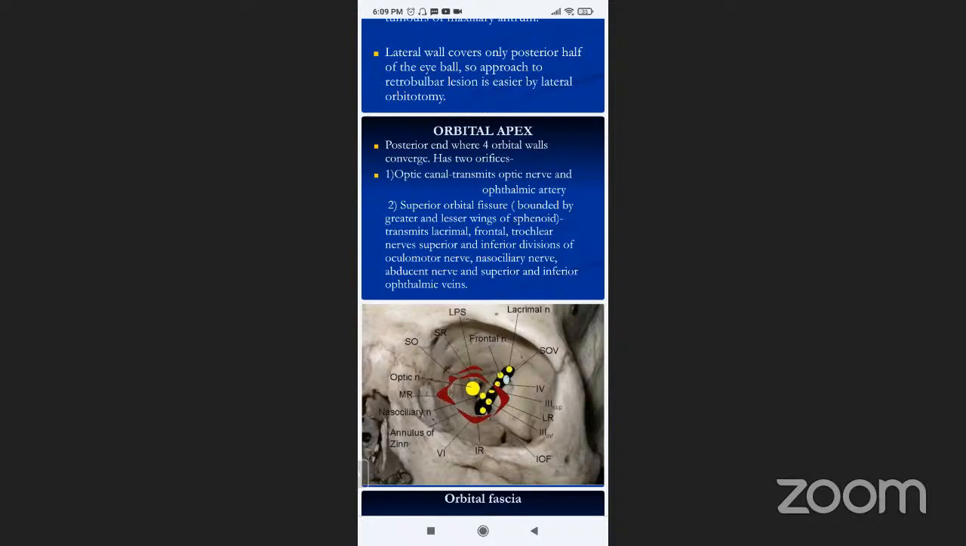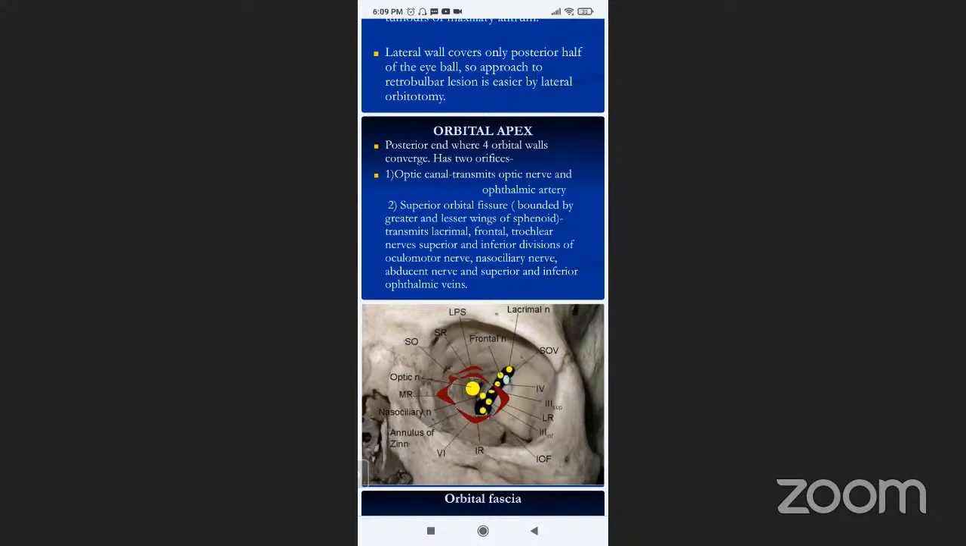You can remember, that is, you have studied in anatomy. There is a gap between the lesser wing and greater wing of sphenoid. So that is known as superior orbital fissure. Certain important structures pass through the superior orbital fissure. That is a question in theory paper also. That is, draw the diagram of superior orbital fissure and label the structures passing through this fissure.